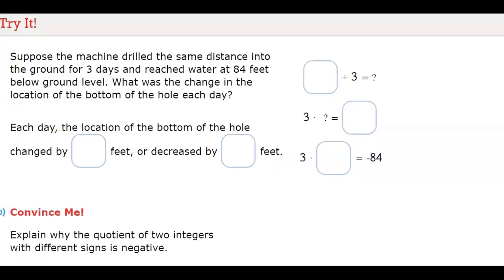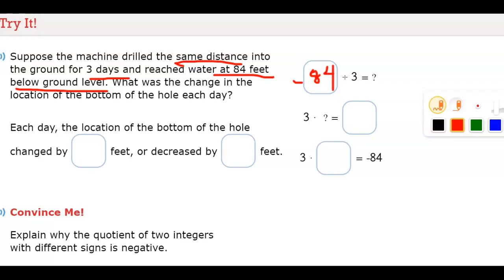Suppose the machine drilled the same distance into the ground for 3 days and reached water at 84 feet below ground level. What was the change in the location of the bottom of the hole each day? So we have here in our problem that they drill the same distance for 3 days. So same distance, 3 days, they reached 84 feet below ground level. So below ground level tells us negative 84.